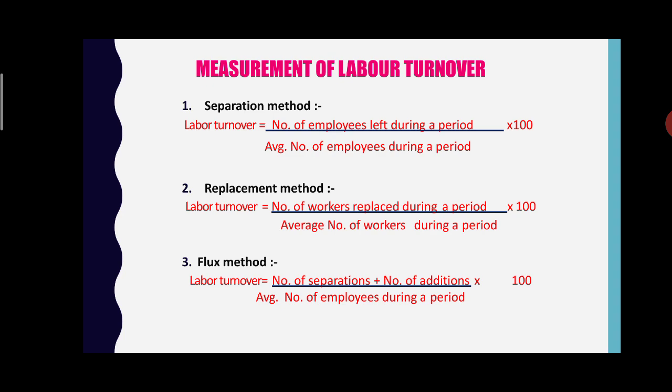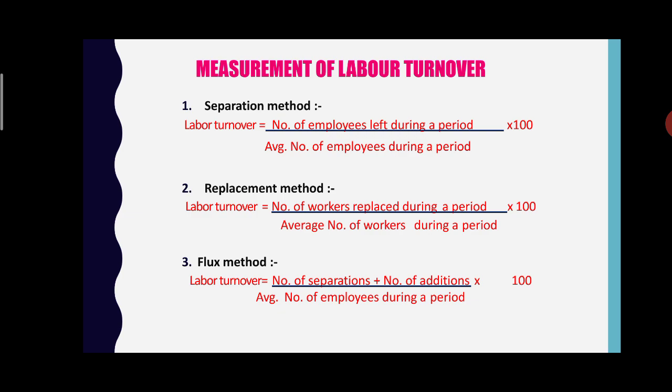So let us see what is the separation method. According to this method, turnover rate is measured by dividing the number of separations during a period by the average number of workers on the payroll during the same period. That is, turnover rate is equal to number of separations in a period divided by average number of workers in the period, into 100. So the separation method is just a turnover rate measured by the number of separations divided by the average number of workers in the specified period. That is the separation method.